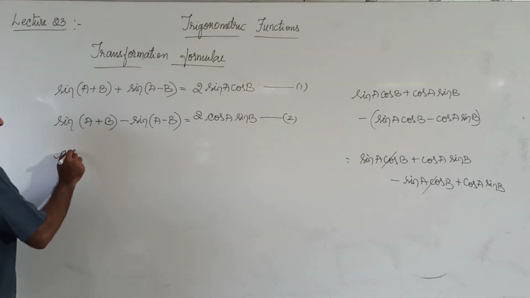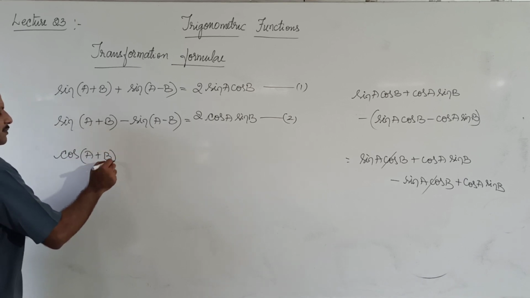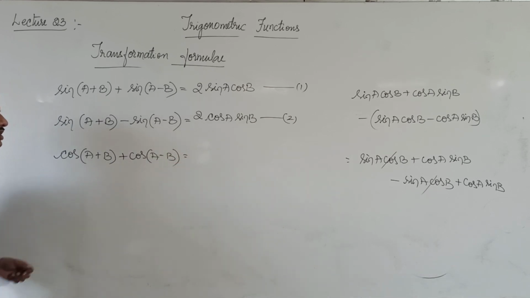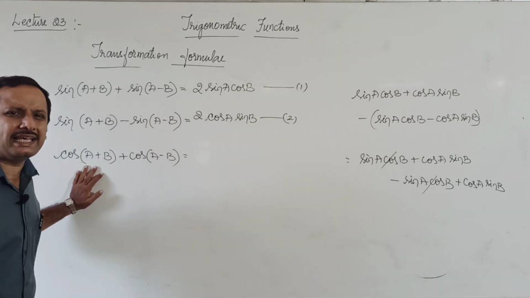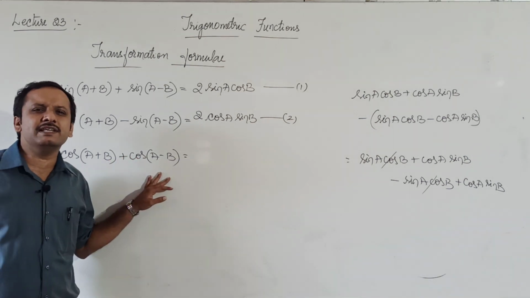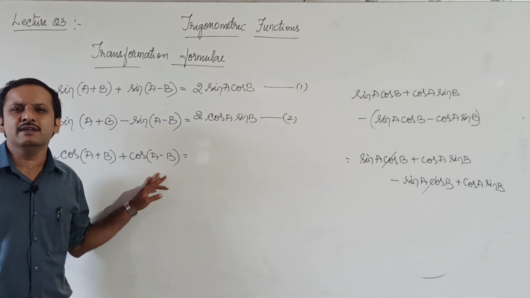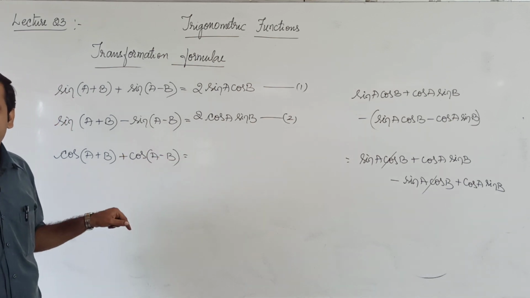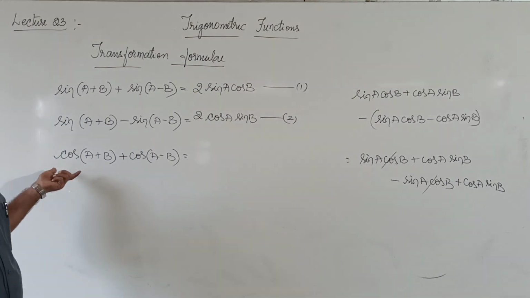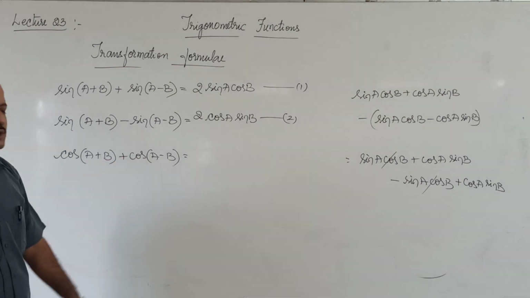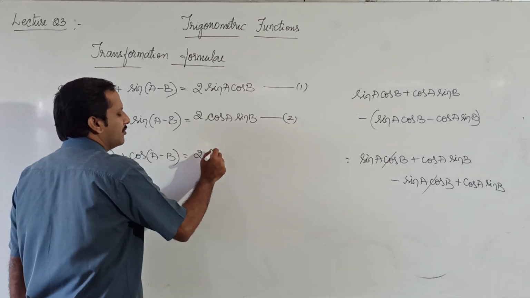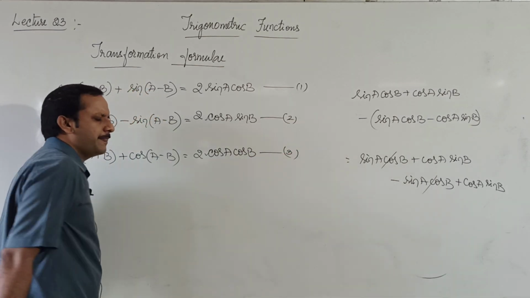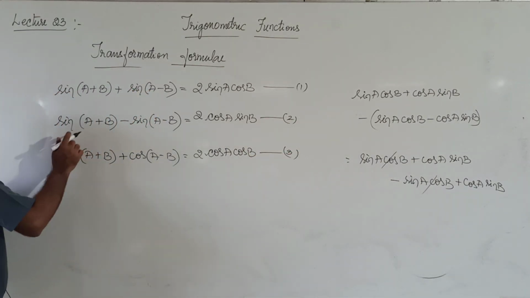Then after this, I will consider cos(a+b) + cos(a-b). What is cos(a+b)? cos(a+b) is equal to cos a cos b minus sin a sin b, and cos(a-b) is cos a cos b plus sin a sin b. So when I add them, here you have minus sin a sin b and here you have plus sin a sin b. Those two get cancelled. What are we left with? cos a cos b here plus another cos a cos b. So together it will become 2 cos a cos b. Equation 3.